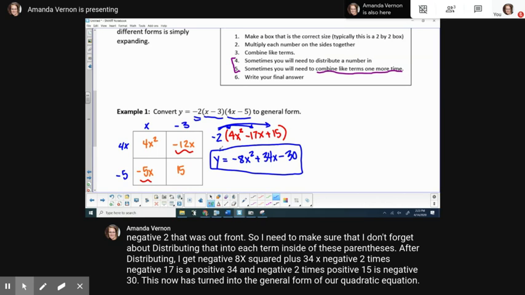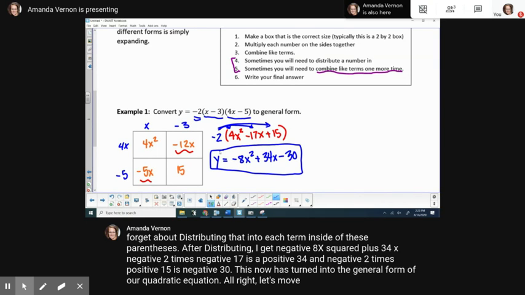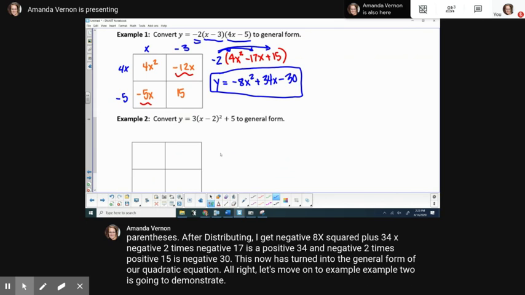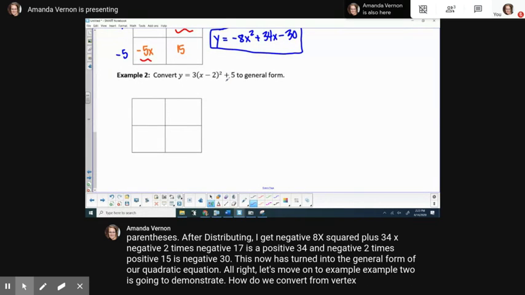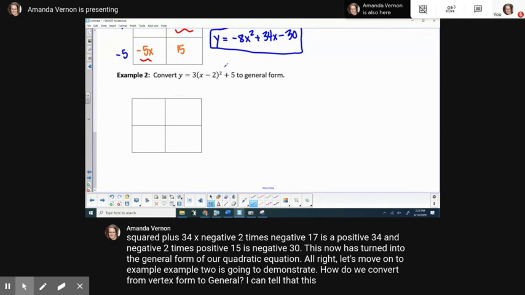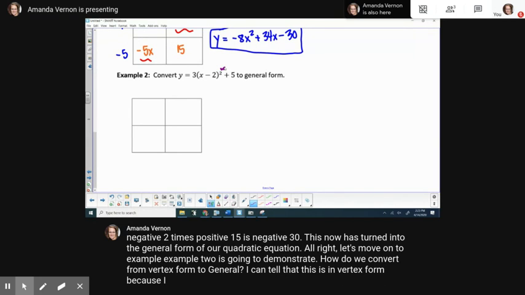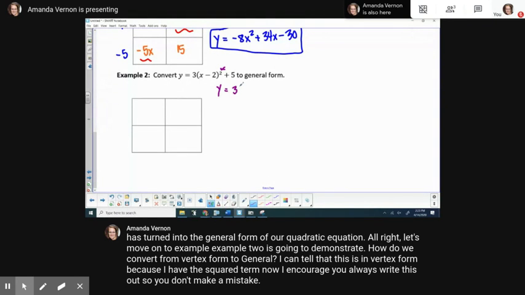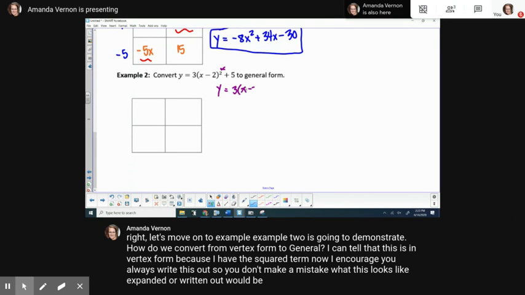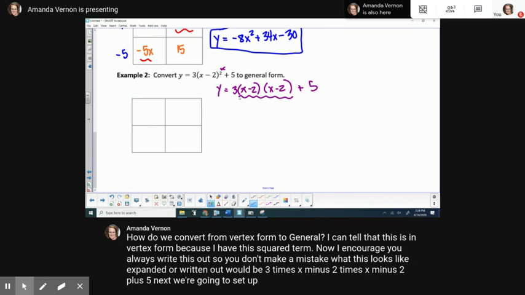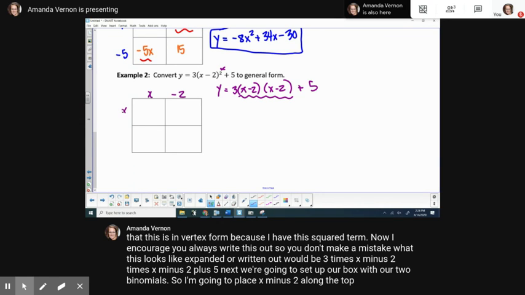All right, let's move on to example 2. Example 2 is going to demonstrate how do we convert from vertex form to general. I can tell that this is in vertex form because I have this squared term. Now, I encourage you always write this out so you don't make a mistake. So what this looks like expanded or written out would be 3 times x minus 2 times x minus 2 plus 5. Next, we're going to set up our box with our two binomials. So I'm going to place x minus 2 along the top and x minus 2 along the side.